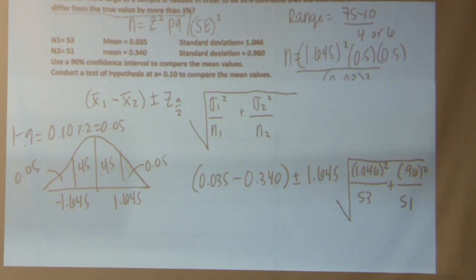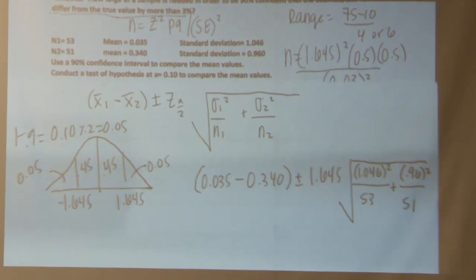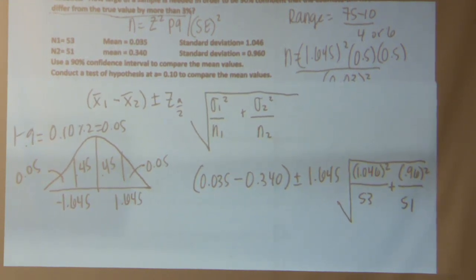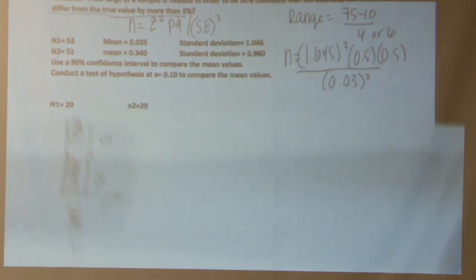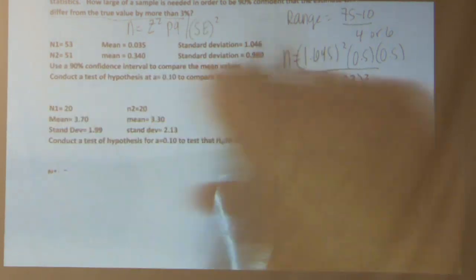So if we want to conduct a test of hypothesis at alpha is 0.10 to compare the mean values, they're just wanting to compare the mean values. They don't tell you that they're expecting one to be greater than the other one or one to be less than the other one. They just want you to compare them. So whenever they say that and they don't give you any other information, they want to see if mu1 minus mu2 is equal to 0 or is not equal to 0.